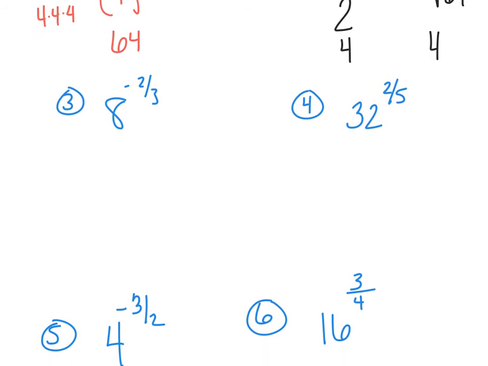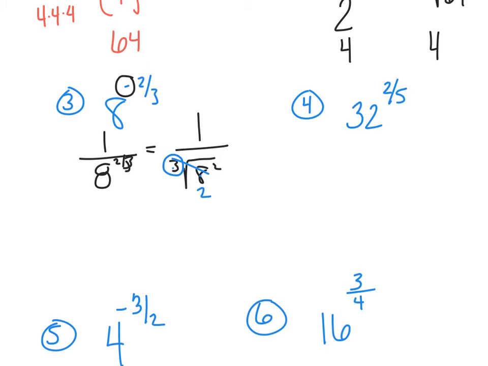Okay, we'll try 2 more here. 8 to the negative 2/3. So remember, start with that negative exponent and rewrite this. I'm going to say this is 1 over 8 to the 2/3. Okay, so now I'm going to rewrite it again. This is 1 over the cubed root of 8 squared. Doesn't matter the order you do it. I'm going to take this cube root first. Cube root of 8 is 2. 2 squared is 4. So I'm going to get an answer of 1/4.